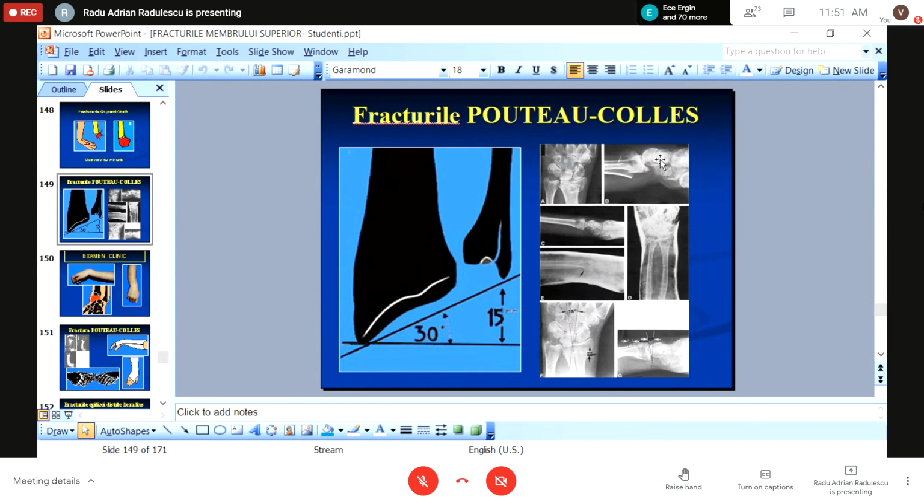So here is the better image. The distal epiphysis is displaced posteriorly. It is ascended, so it is displaced proximally, and also displaced laterally. So in this type of fracture, we have in fact three types of displacement: proximally, posteriorly, and laterally. And this will modify the anatomy of the wrist joint.